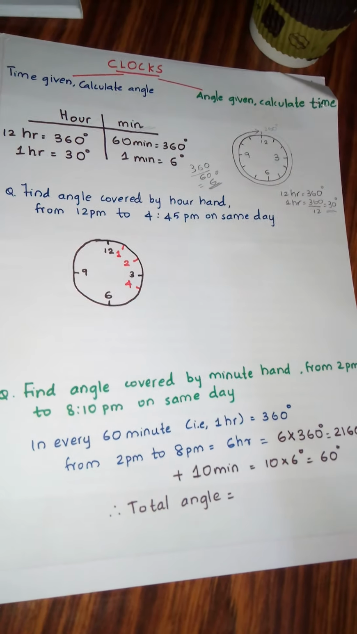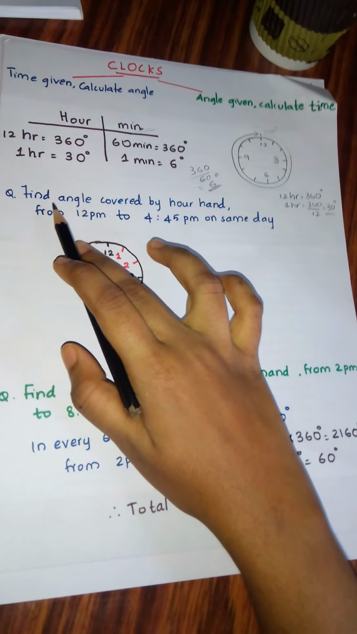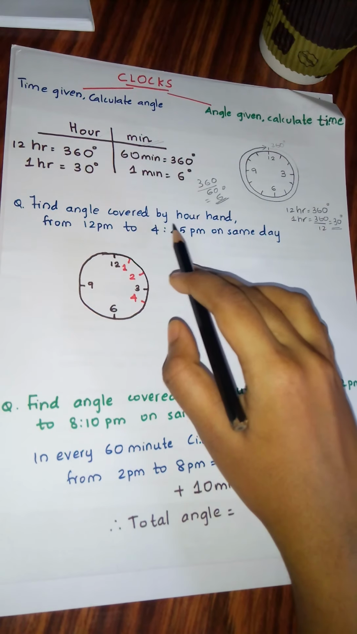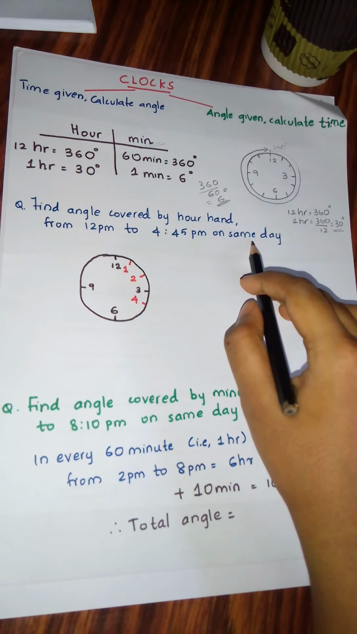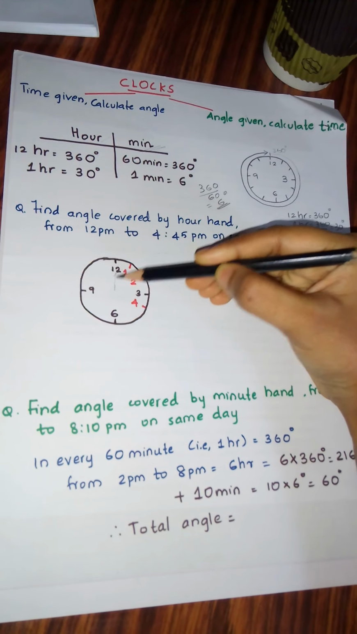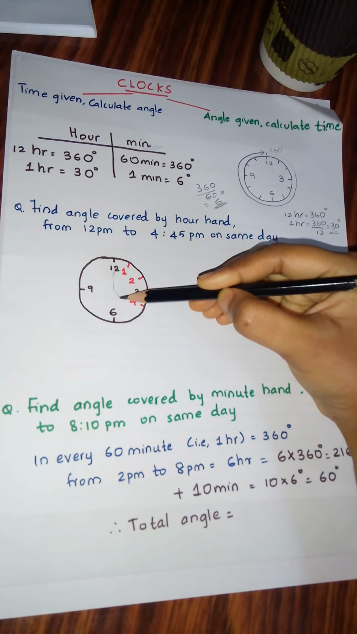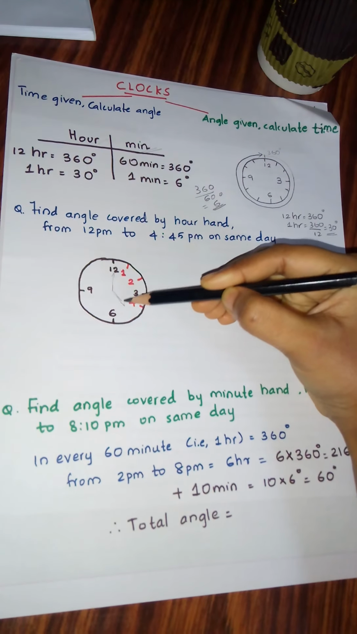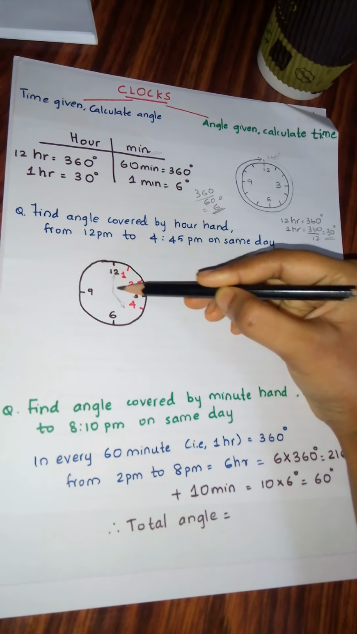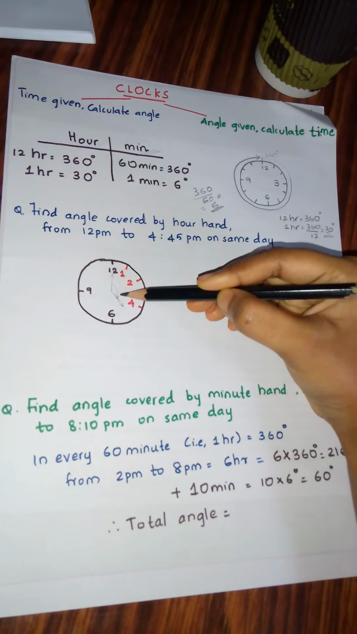Now we will do a very simple question. The question is, find the angle covered by the hour hand from 12 pm to 4:45 pm on the same day. So here the hour hand starts from here and it ends somewhere here. So this is 4:45. It's starting from here and it ends here. We are supposed to find the angle subtended.